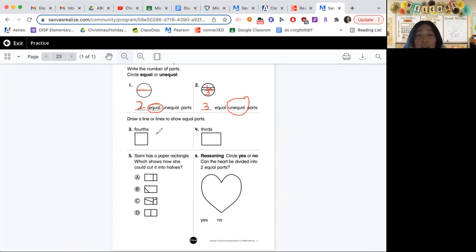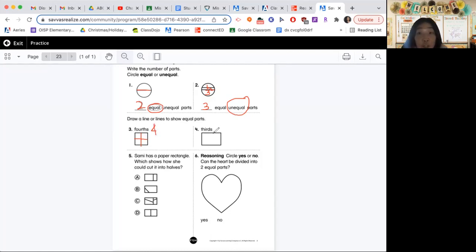Okay, draw a line or lines to show equal parts. So we're going to do fourths. How many slices do I need to cut this chocolate bar into to get to 4? 4. Times? Think about it. How many times am I going to slice it? 3. 1, 2. Cut it 2 times because look, that made fourths. There's 4 slices now. 1, 2, 3, 4.